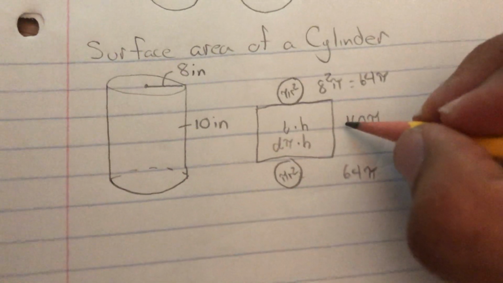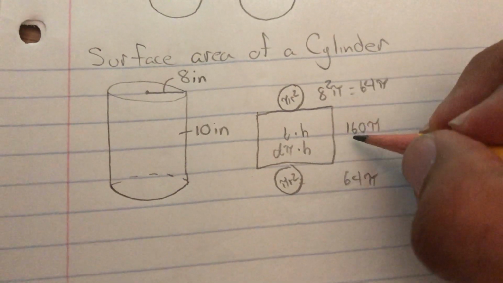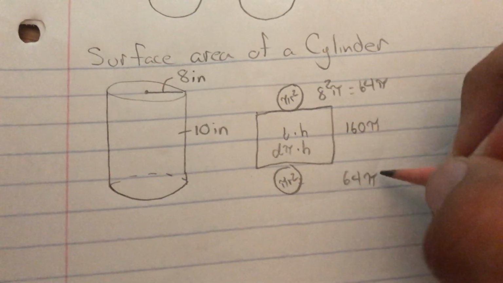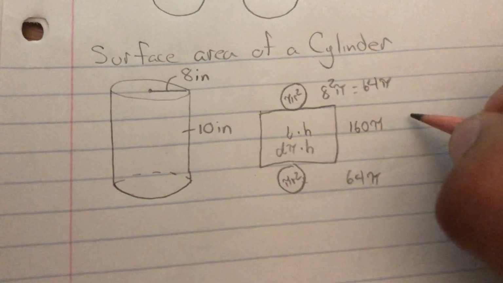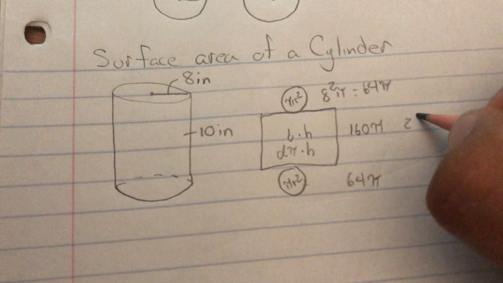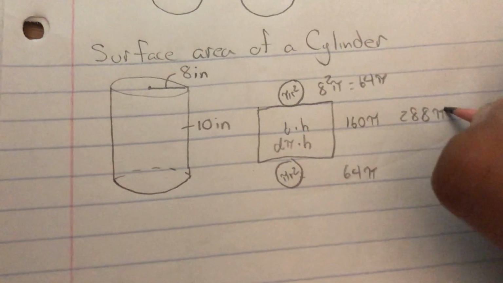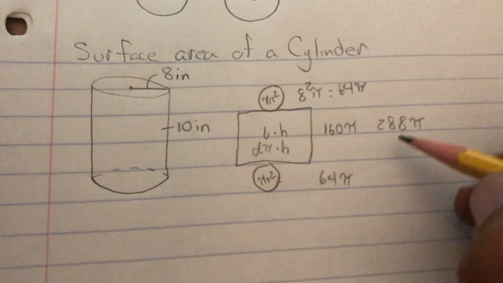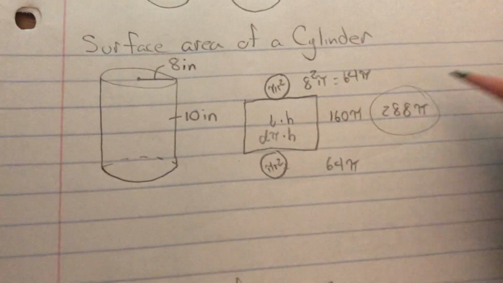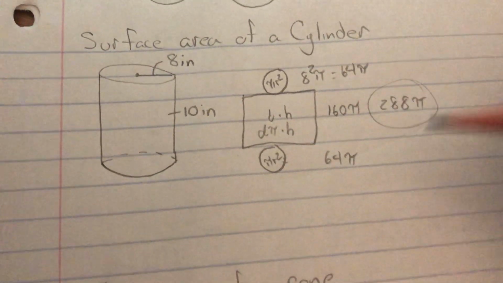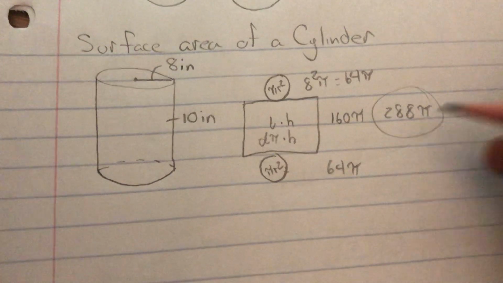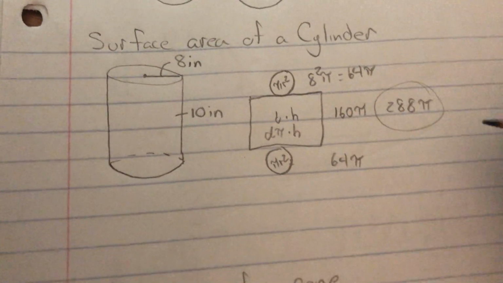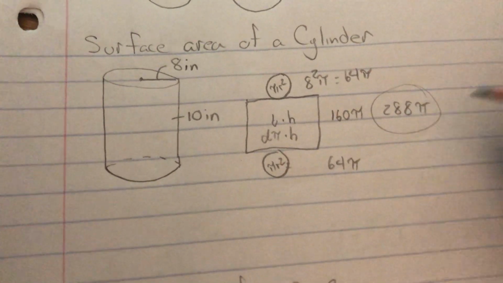So then I get 160 plus 64 plus 64, which is adding 128 to this problem. So it's going to be 288 pi, which is a fully acceptable answer. This is the answer in terms of pi. I just ignored pi throughout the entire problem and just put pi at the end. So it's 288 pi. Now let's say they wanted a more precise answer. They didn't want it in terms of pi.